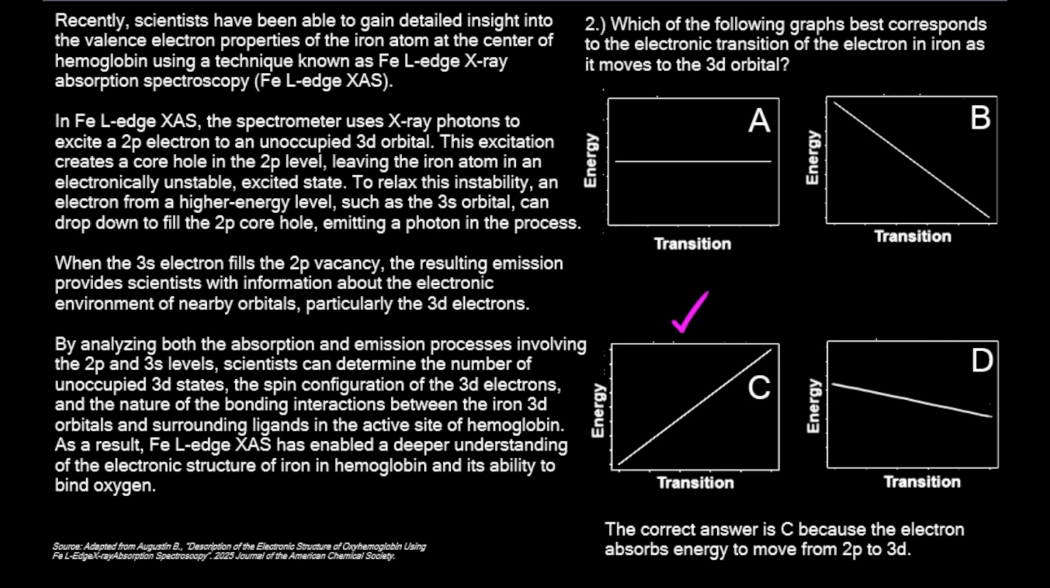Once you recognize this, the problem becomes much simpler. You only need to determine which orbital has higher energy, the 2p or the 3d orbital. By narrowing your focus on this single concept, you can eliminate the incorrect options quickly and choose the correct answer without wasting unnecessary time. With that strategy in mind, let's move on to question number 3.